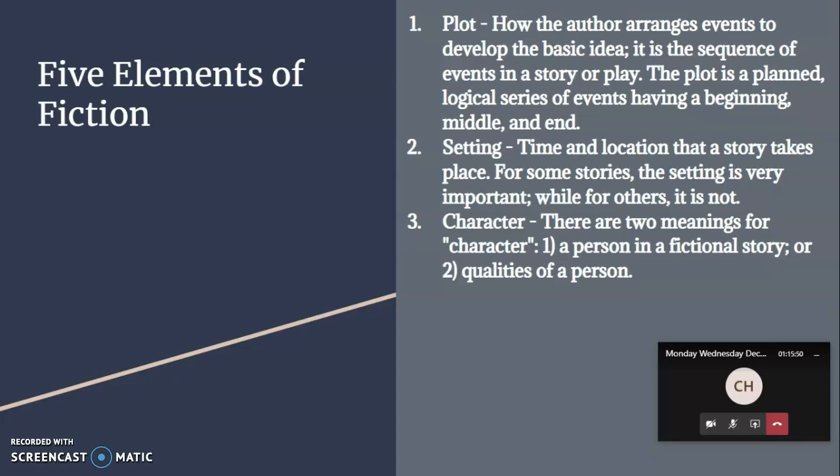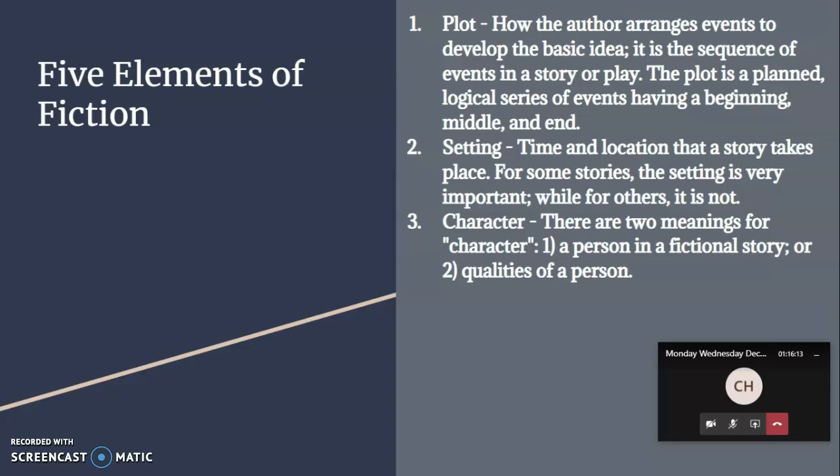Then we have characters, and we know that characters have 2 meanings. One of the meanings is the fictional person within the story, and then the next one is the quality of the person, and we're going to talk a little bit more about qualities or characteristics later.